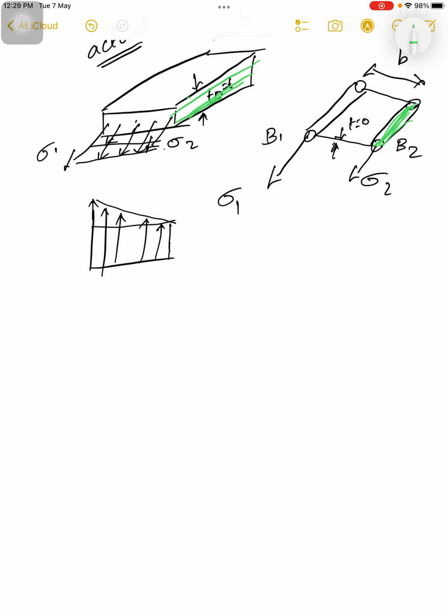So in that case, if I take a moment at these regions, it has to be the same. I mentioned this region: the moment on the actual has to be the same as the moment on the idealized region.